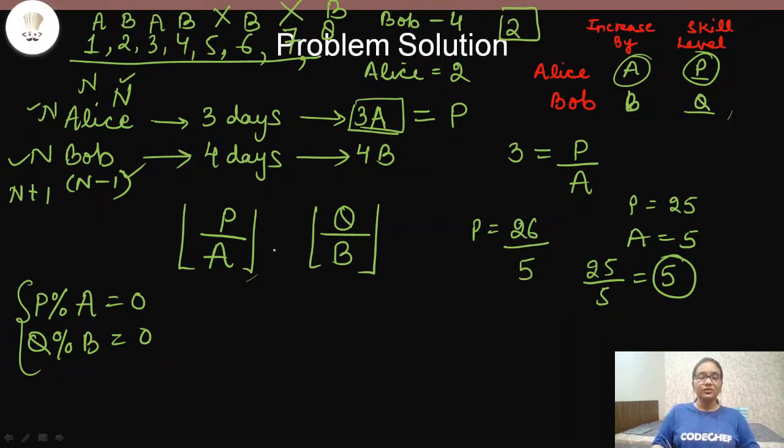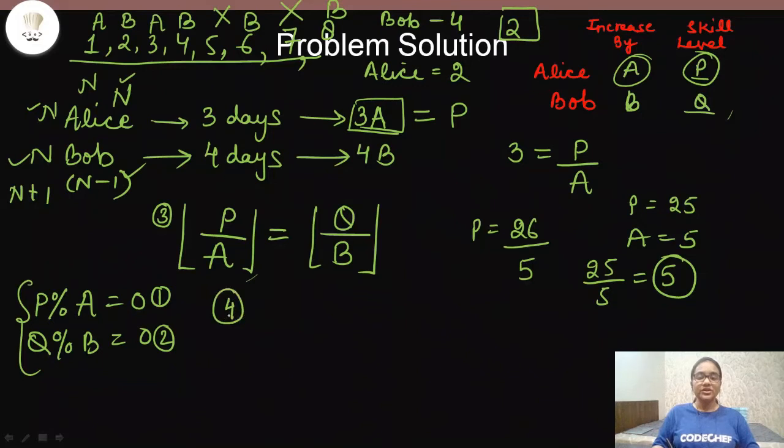So what will be our next condition? This is going to be our first condition, this will be our second condition. What will be the other conditions that we have to check? That if P divided by A is equal to Q divided by B, that means the number of days Alice is working is equal to the number of days that Bob is working. This is the third condition that you have to check.